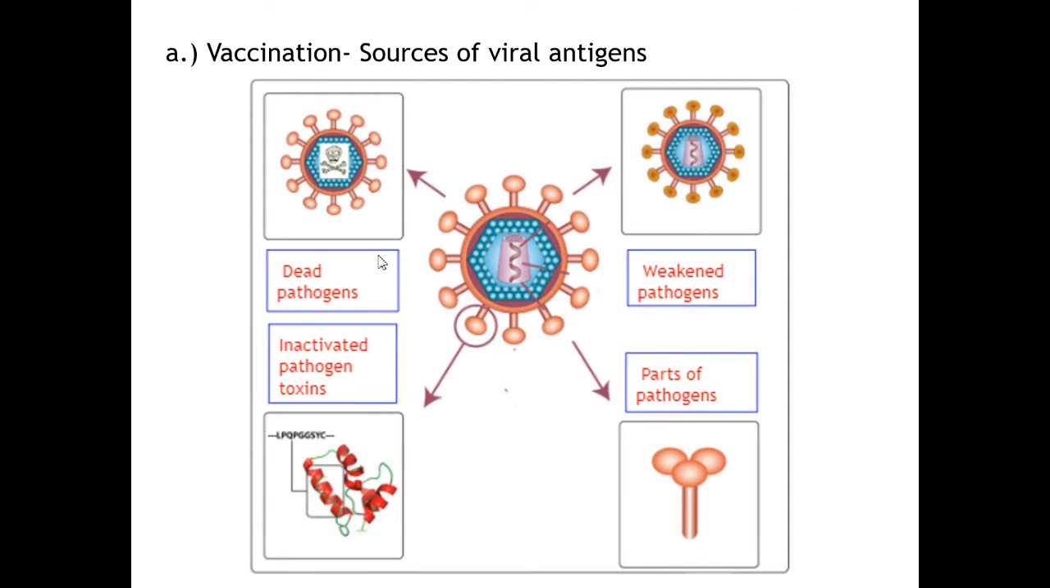There's many places we can get these viral antigens to use in vaccination. We can actively kill a pathogen, for example, using heat or radiation. This dead pathogen still contains the viral antigens on its membranes, so your body is able to produce memory cells using lymphocytes. We can inactivate the virus or weaken it, as we see at the top right.